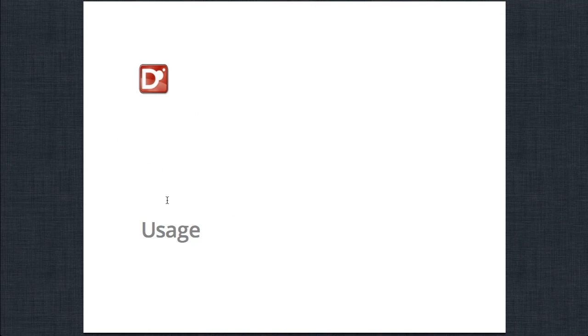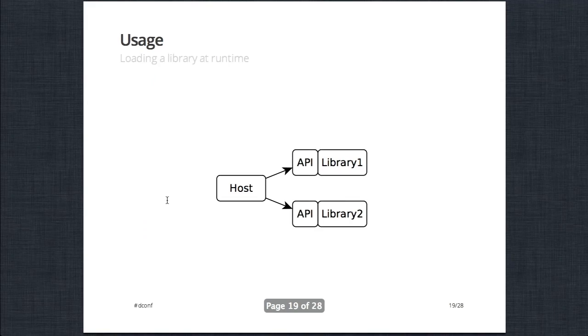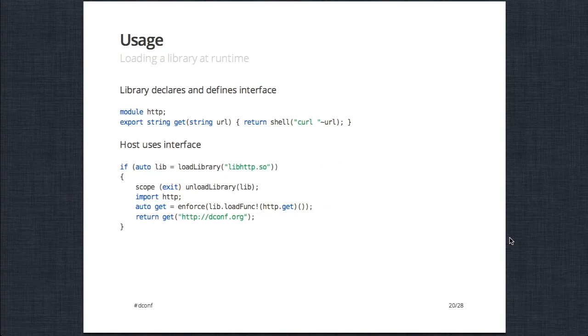So let's have a look at usage patterns. Like the first one. You have a program and you have different libraries you want to use. The different libraries have all defined their own API, and they come with a header file. The host has to use different APIs for different libraries. And this is approximately how it would look like.